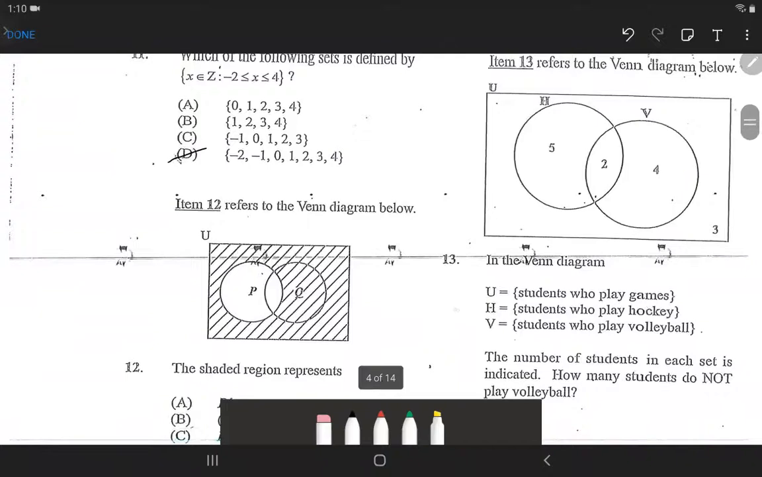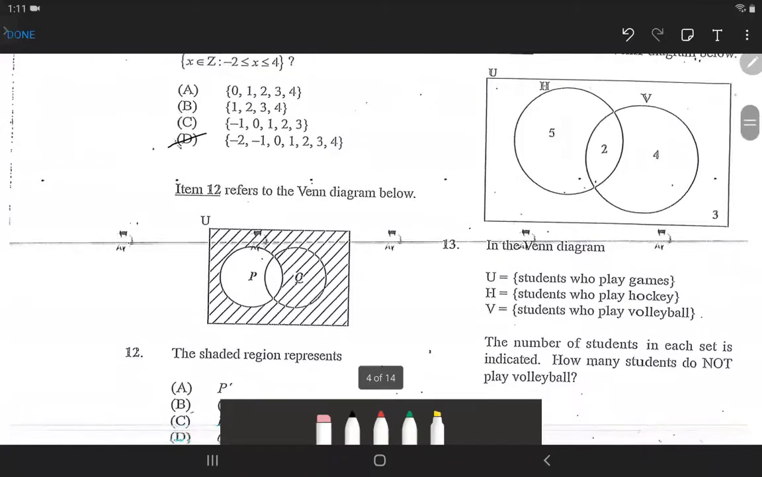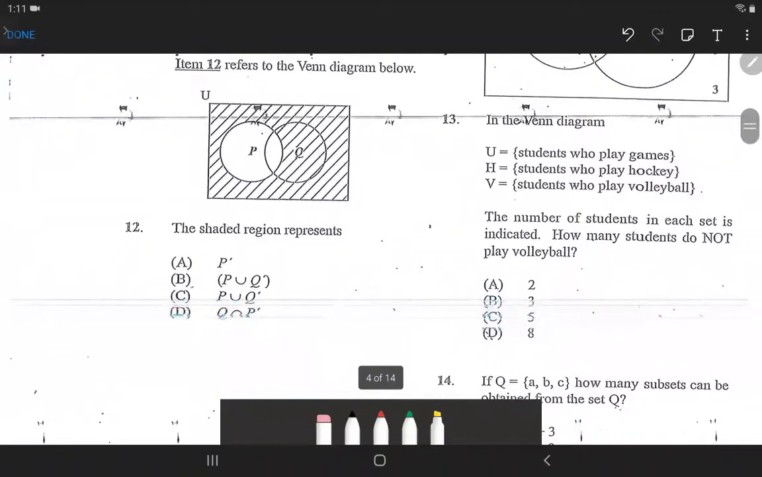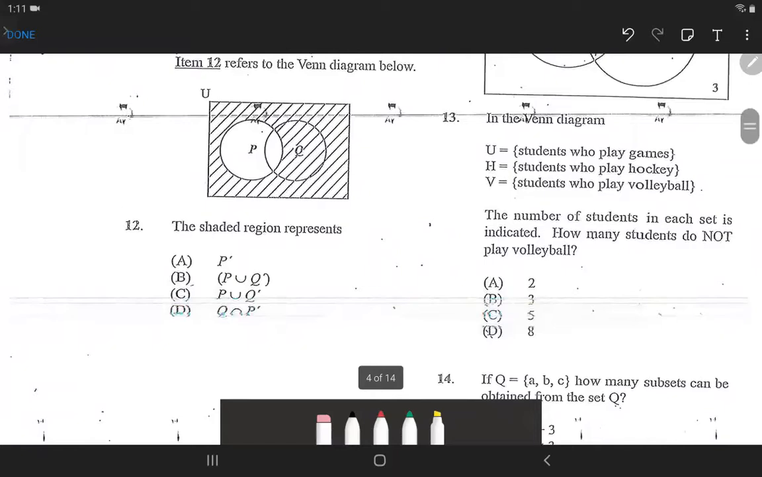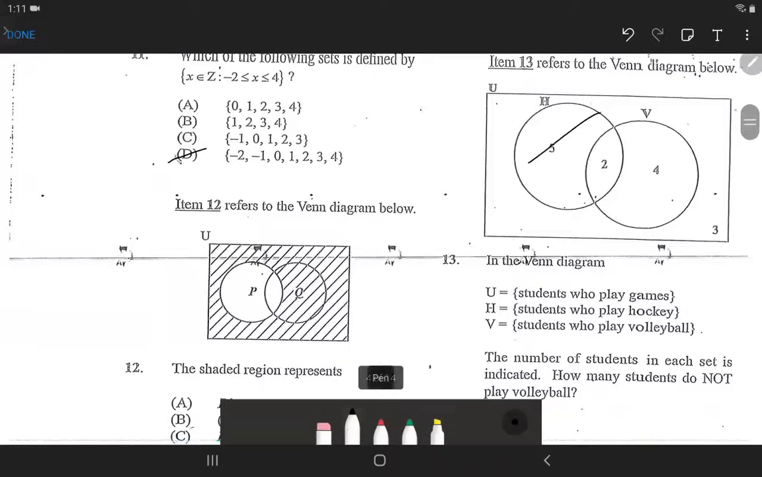Item 13 refers to the following Venn diagram. U is a universal set, which is the students who play games. H is the students who play hockey. D is the students who play volleyball. They want to know the number of students in each set. The number of students in each set is indicated. How many students do not play volleyball? Well, that's these. That's 5 plus 3. That's 8.